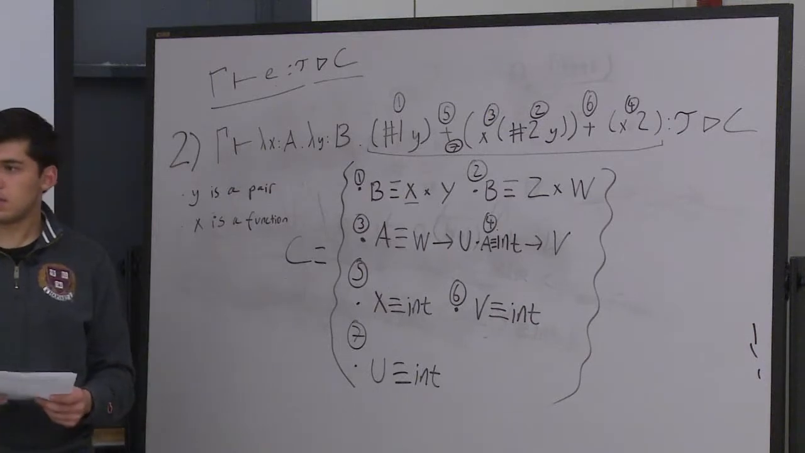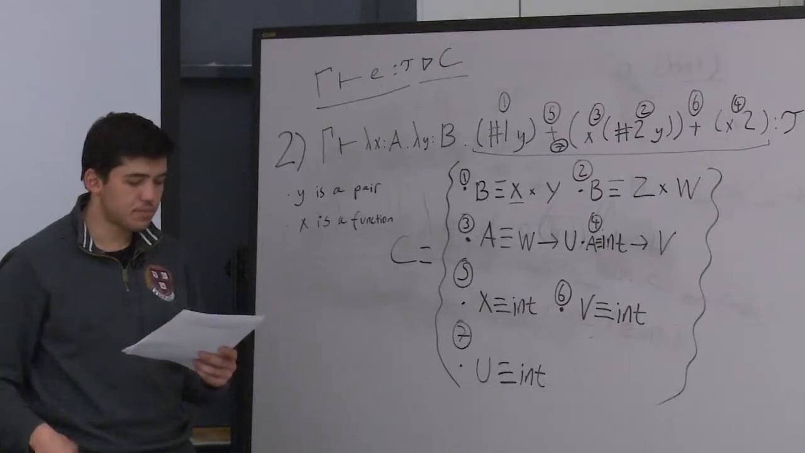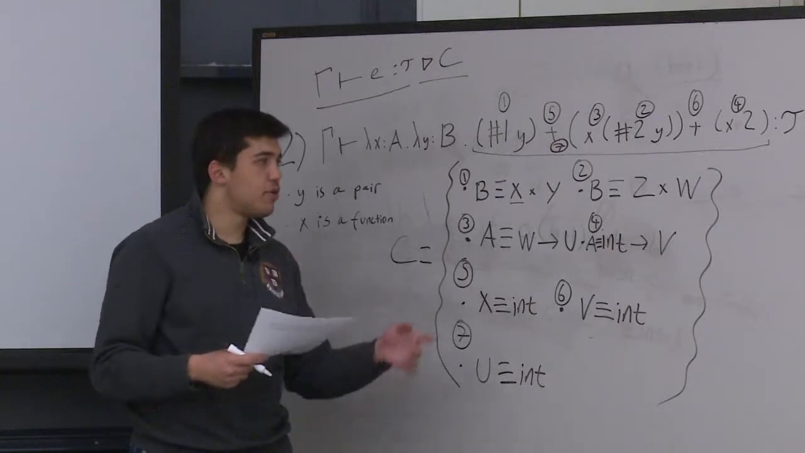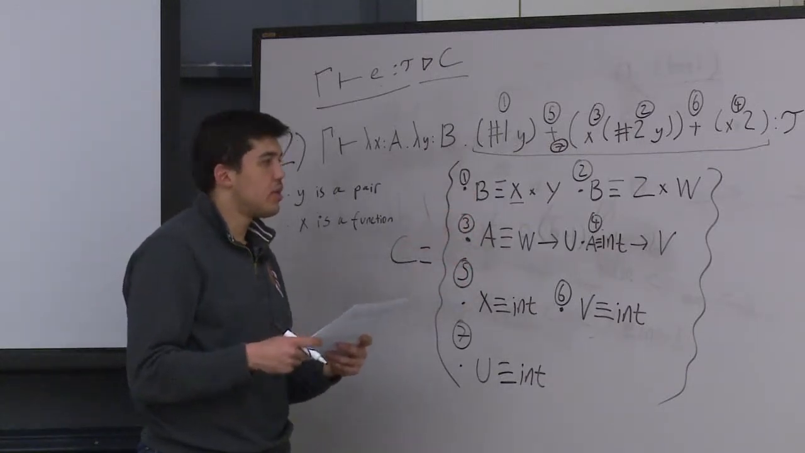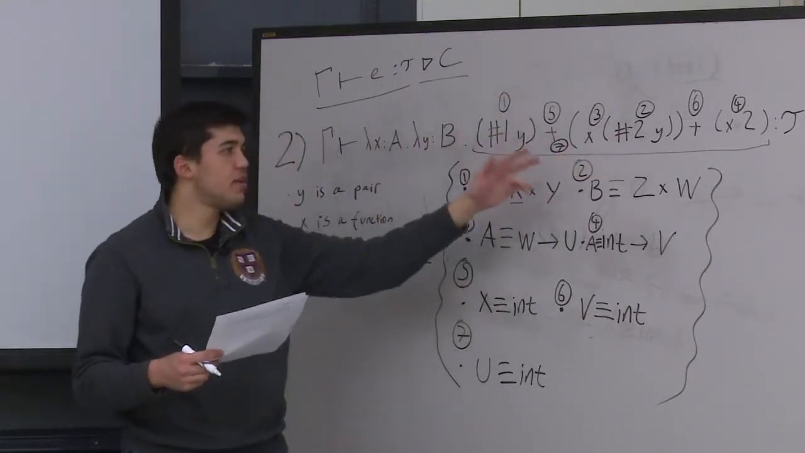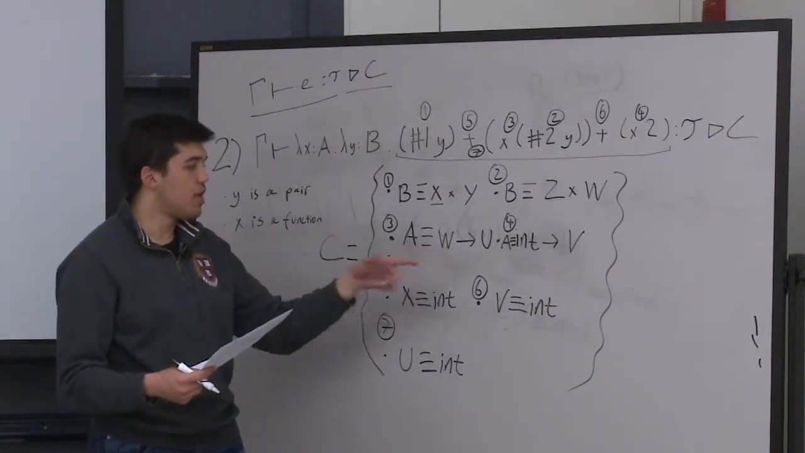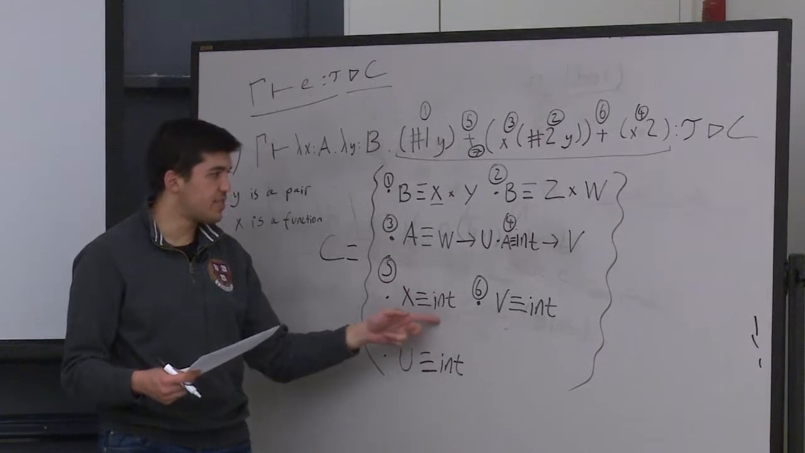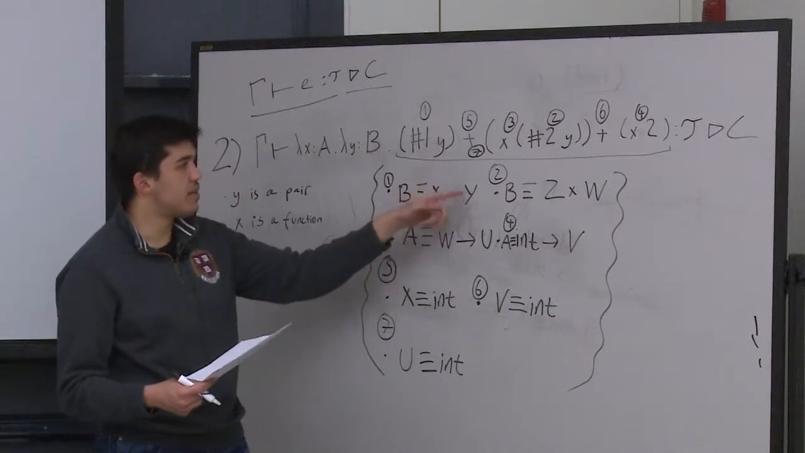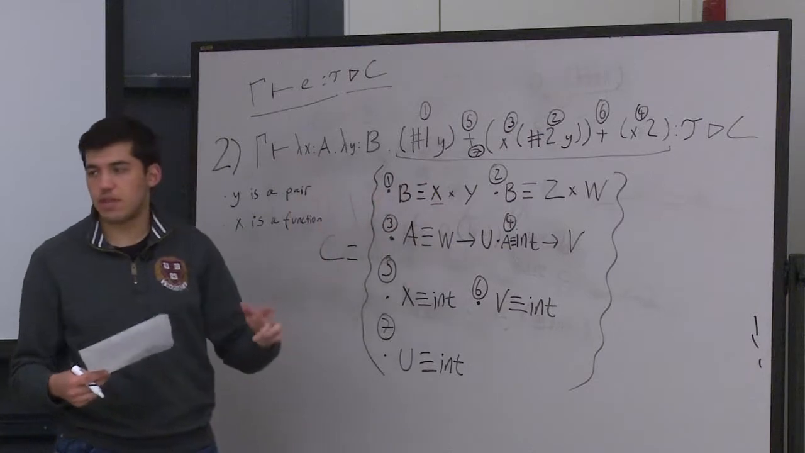I was just curious, is there any reason why we can't just directly say A is equivalent to W arrow int, if we know U must be int? That's a pretty good question. From just our findings here, we haven't done the process where we reason out that if x is an integer, and at the end we're adding the second element of y, then y must be an integer as well. We haven't done that reasoning yet.